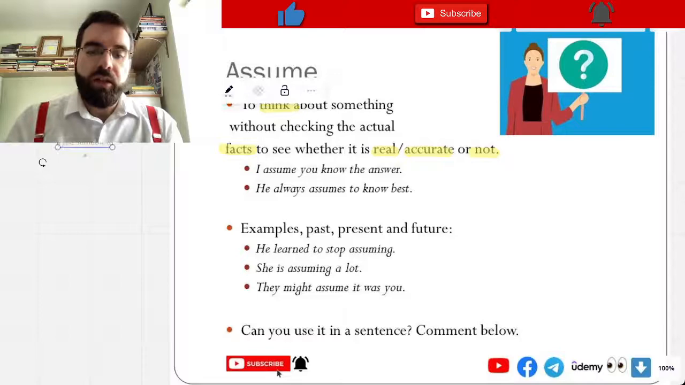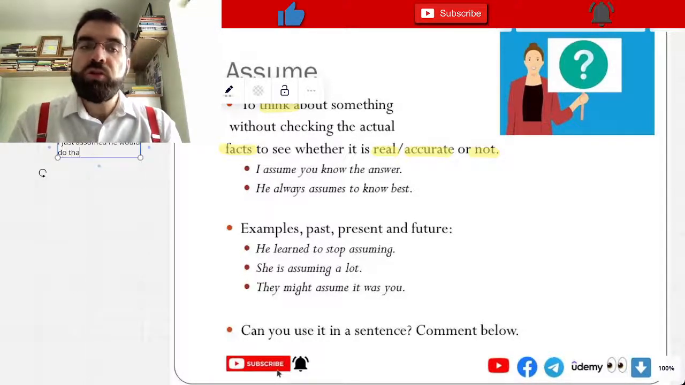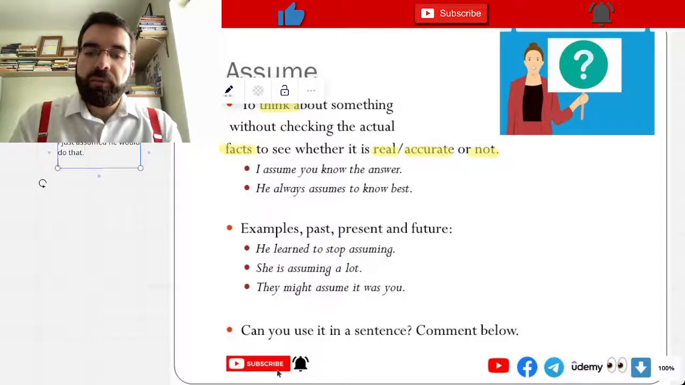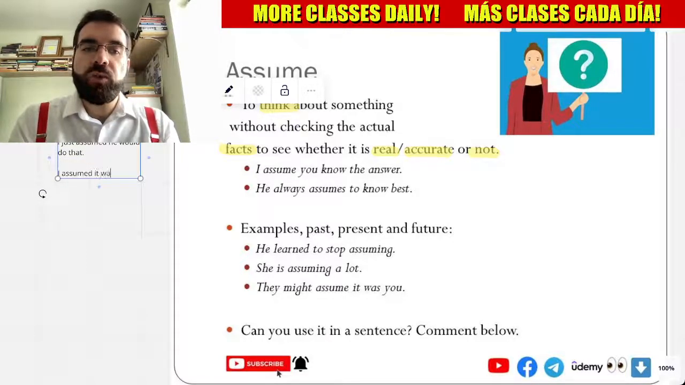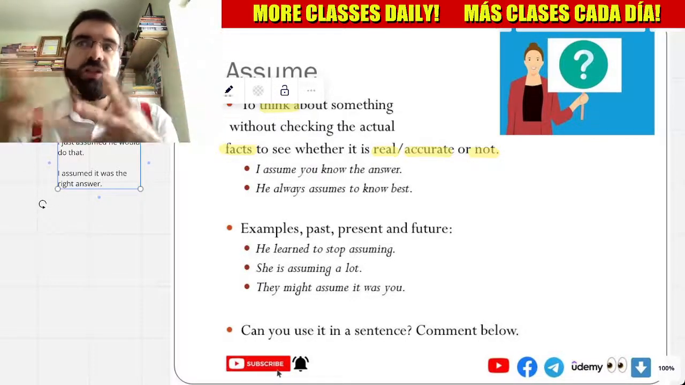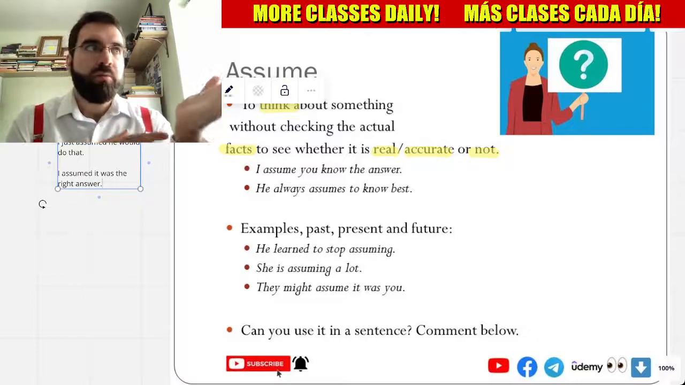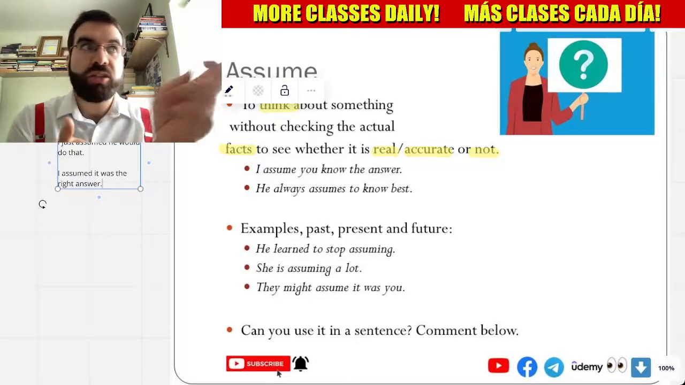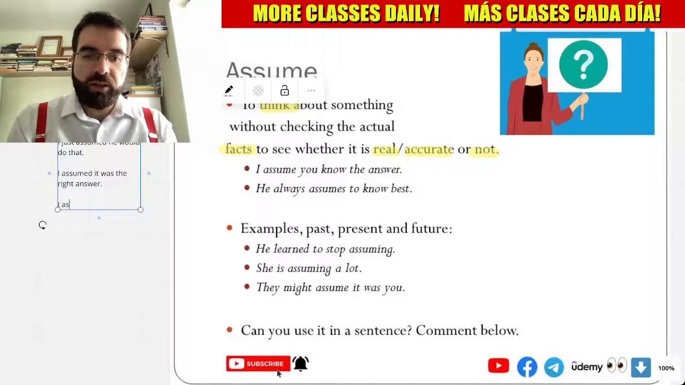I just assumed he would do that. Yeah. I assumed it was the right answer. I guessed. I just guessed. I didn't think to check. I just assumed it was left. But I didn't look at the map. I assumed we had to turn left. I just did not look at the map.